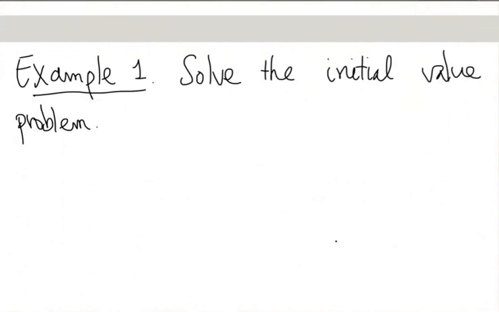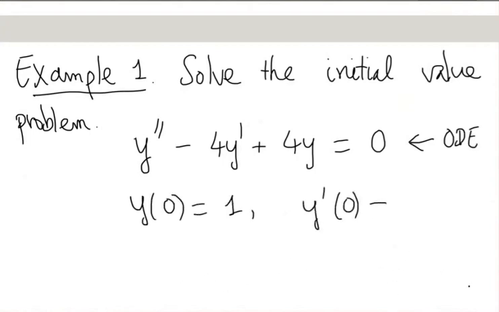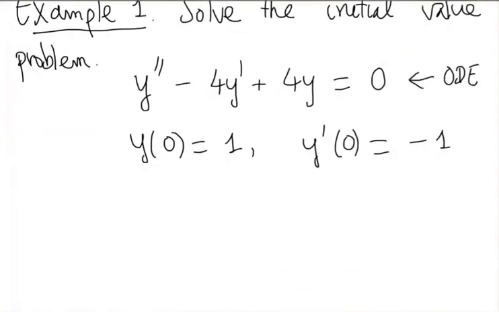Now let's look at some examples. The first example is to solve the following initial value problem. Y double prime minus 4y prime plus 4y equals 0. As usual, this is our ODE. And initial conditions: y of 0 equal to 1, y prime of 0 equal to, say, -1. Initial conditions.